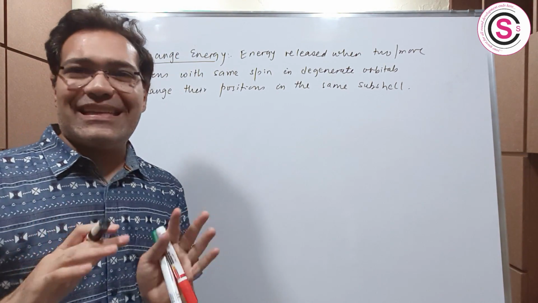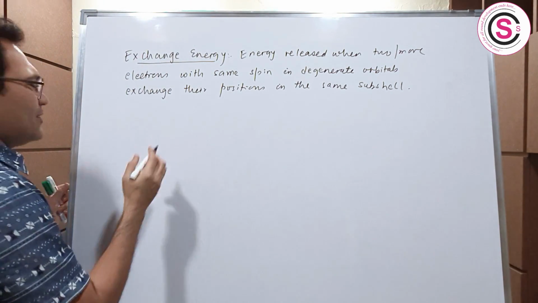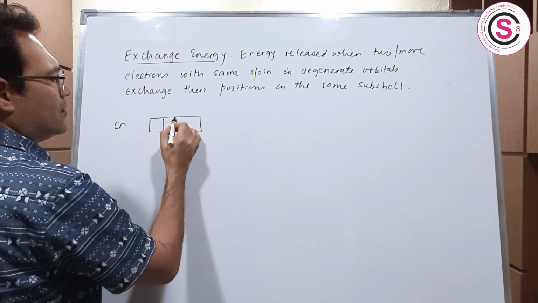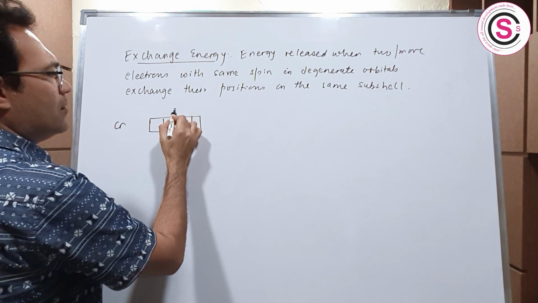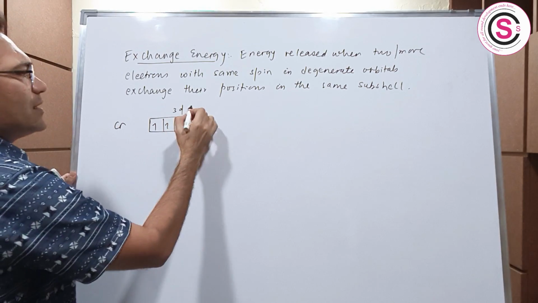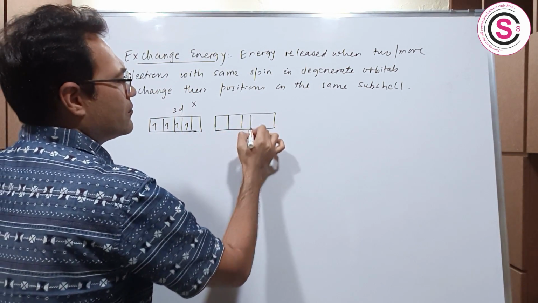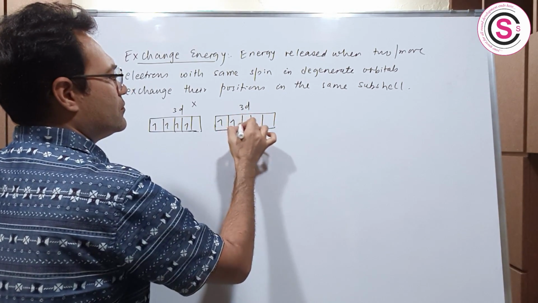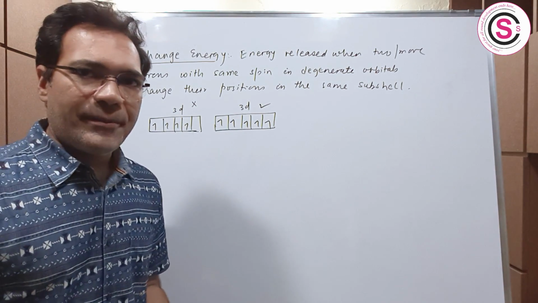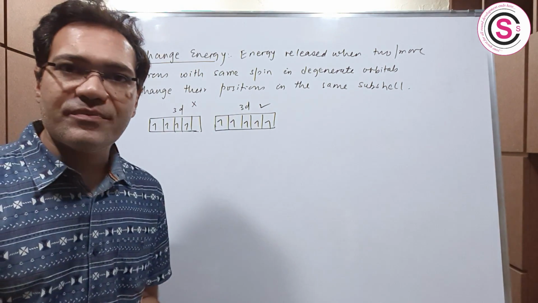Let me take an example and explain the definition. Okay, see students, just now we have seen in chromium, right? This is the 3d orbital. We have seen that the 3d orbital is not this, correct? This is the incorrect case, but the 3d orbital being half filled is correct. So one reason I gave you was symmetry. Let me explain this by means of exchange energy, correct?